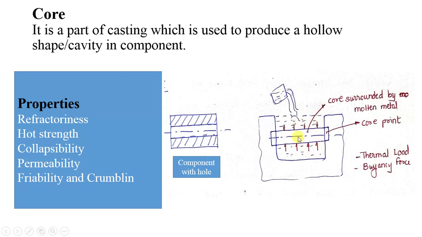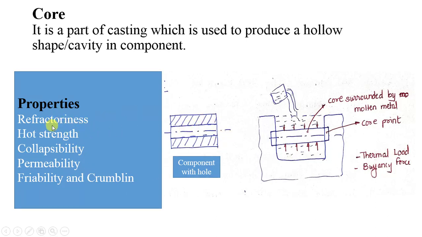So now let us see, the core is generally made of sand, binder and water. It is a mixture of all this. So after solidification, you need to break your sand, you have to remove your component, then whatever sand is present in this hollow section, you need to break it, and then you will get the final shape of your component.